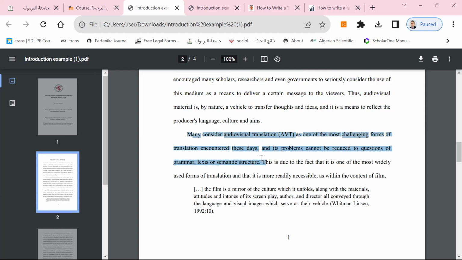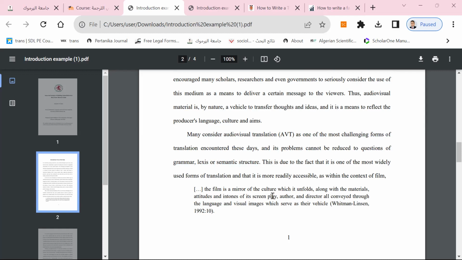This is the disadvantage. This is due to the fact that it is one of the most widely used forms of translation, and it is more readily accessible within the context of film. The film is a mirror. Now, the context of film. Yeah, this is a concept. We need to talk about this.